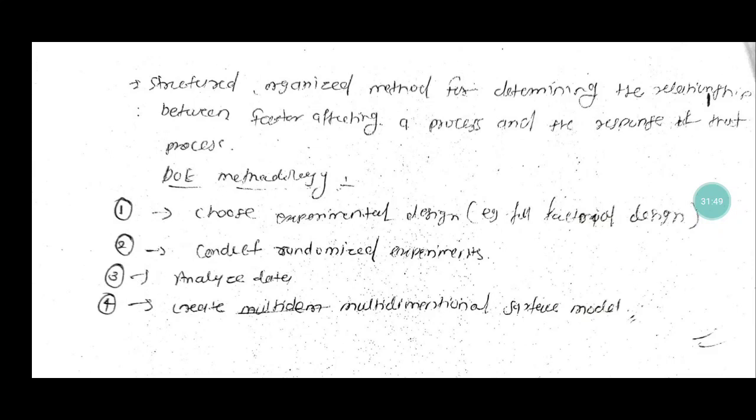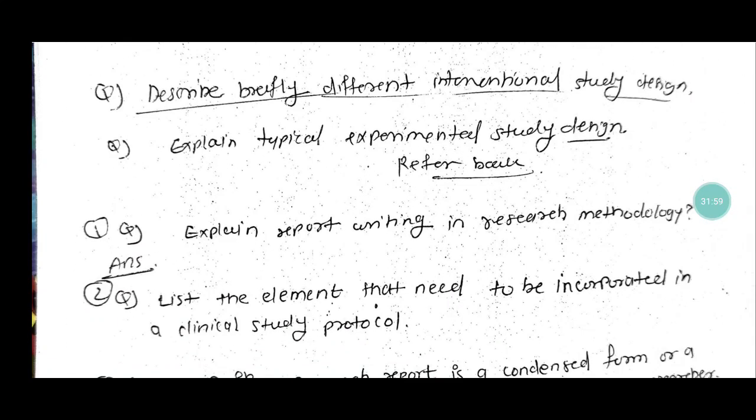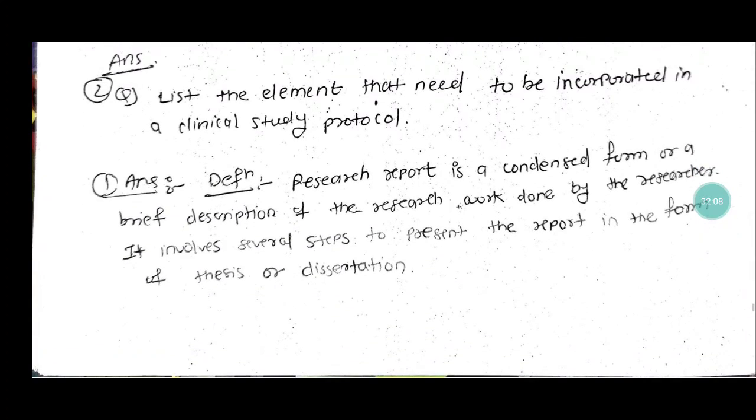DOE methodology: choose experimental design, conduct randomized experimentation and analyze the data, create the multi-dimensional surface model. And describe briefly the interventional study design. So the answer and the list of the elements that need to be incorporated in a clinical protocol. So the answer for first is definition.